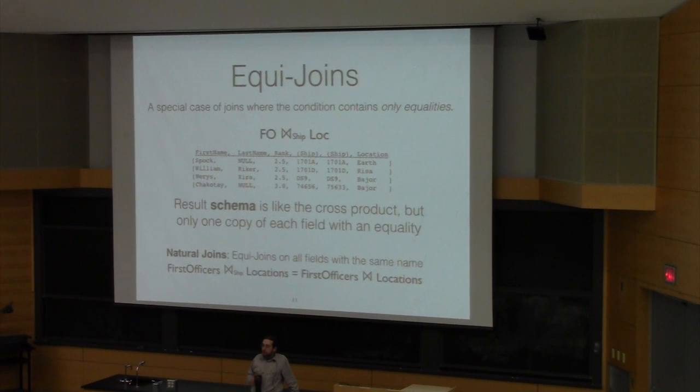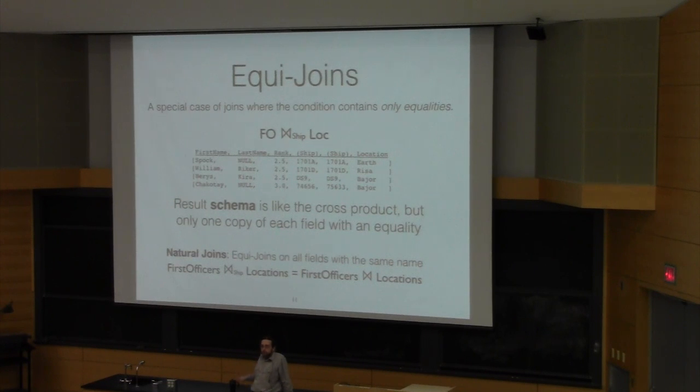Okay, any other questions? That's a great question. The question is, what happens when there are multiple columns with the same name? All of them have to be equal. So if I had a ship and a favorite guacamole recipe column in both the first officer and the location table, then I would only pair up first officers who had the same ship and the same favorite guacamole recipe as the location in the other table. Does that address your question?